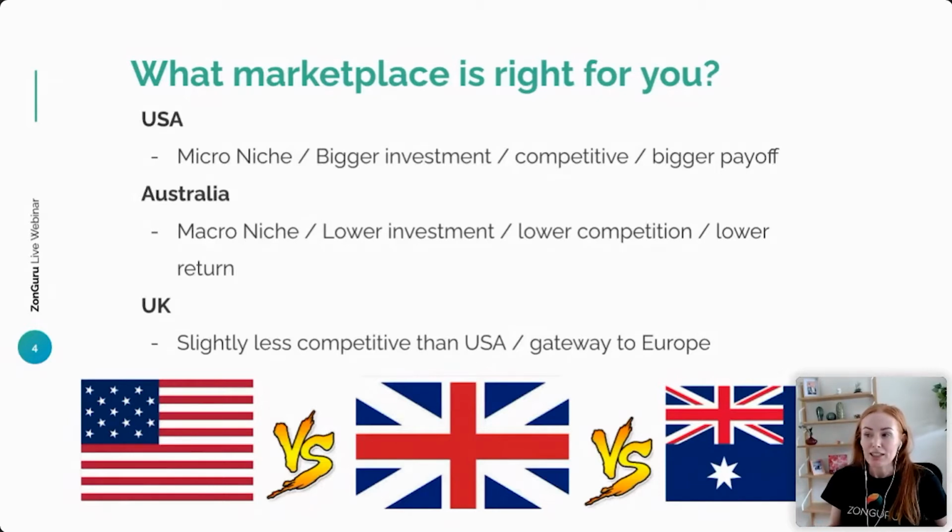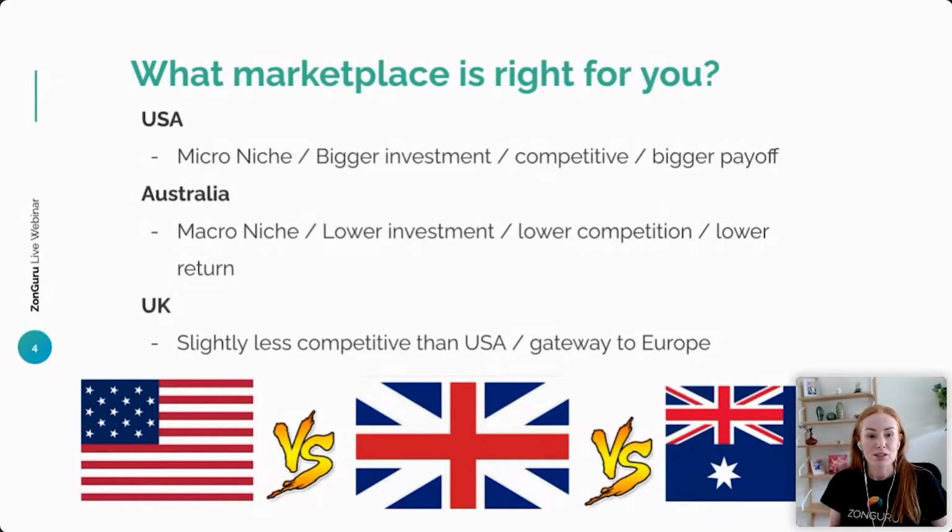Australia, on the flip side, is your macro niche. So that is where you would go on that macro level. You wouldn't niche down. So maybe that's where a yoga mat would work. It is a lower investment cost. It's lower competition. But then the flip side is it's usually a lower return.